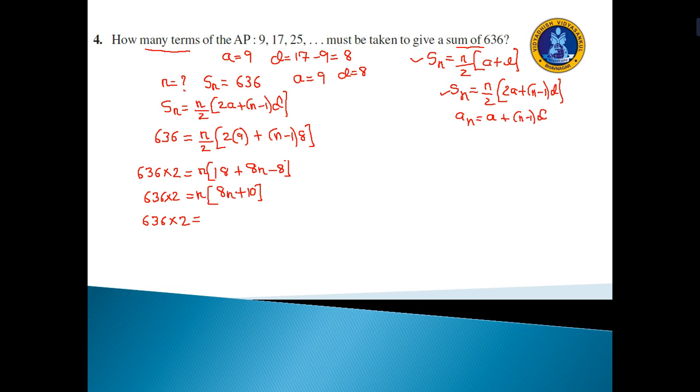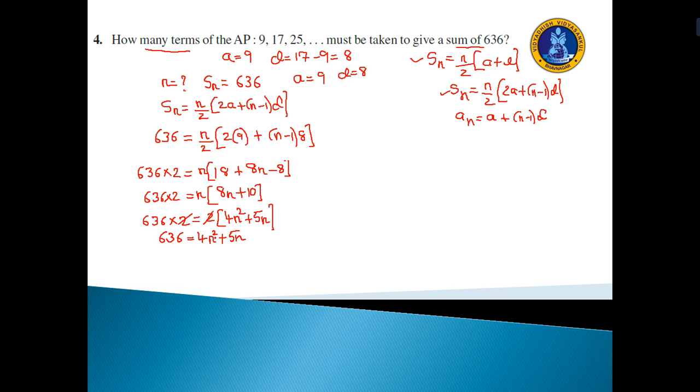Now if you see 8 and 10, 2 is common between 8 and 10, so I take 2 outside. Then 4 into n square plus 5n. What am I doing? n should be multiplied. When we open the bracket, 8 should be multiplied with 8n into n, that is 8n square, n into 10, that is 10n, but we take 2 common, so 4n square plus 5n. Now these 2 easily cancel. So 636 is equal to 4n square plus 5n.